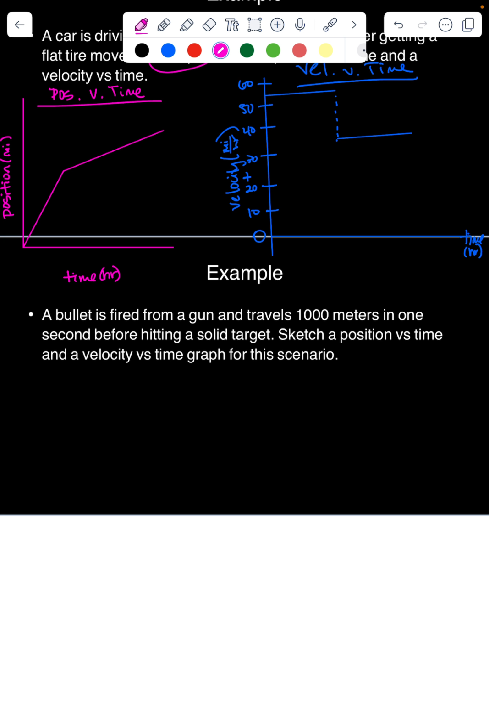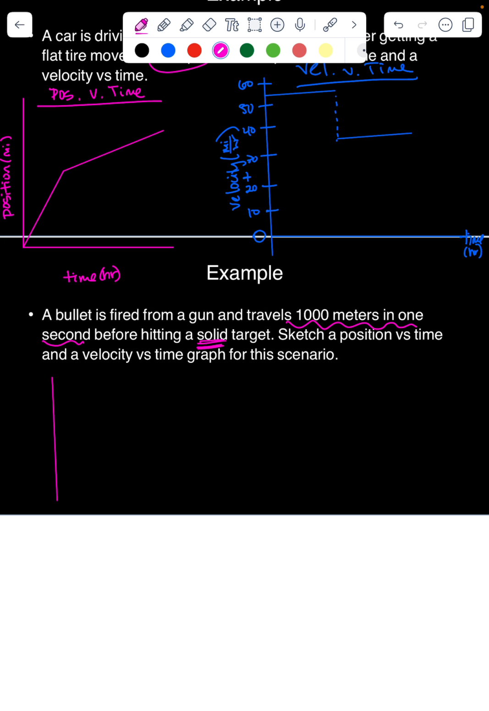All right, so we have our last scenario. A bullet is fired from a gun and travels 1,000 meters in 1 single second before hitting a solid target. Now, why do you think I would specify that it hit a solid target? What do you think is going to happen after it hits that target? It's going to stop, right? So it's going to travel really, really fast, 1,000 meters in 1 second, and then it's going to just come to a stop. All right, so let's see what that looks like on a position versus time graph.